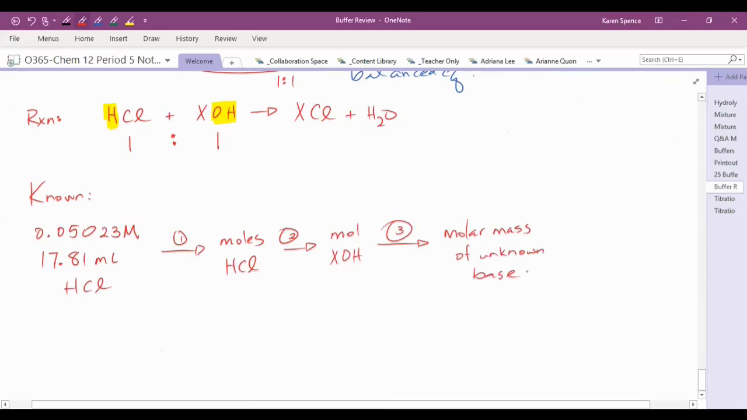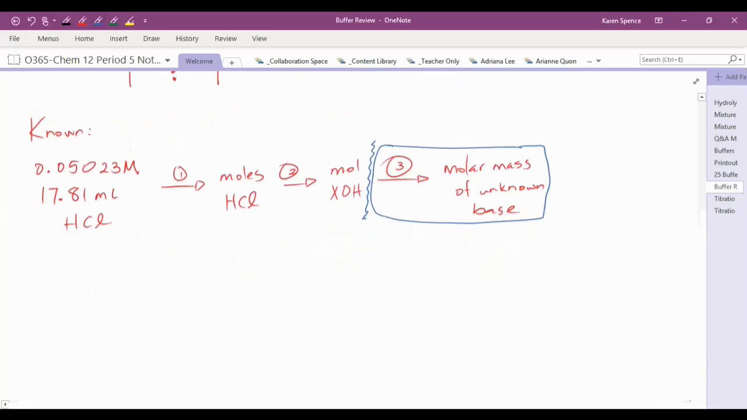base. Okay, so we're going to take this up to this step right here, and that's going to be something that is in common between all titration problems. And then finally, this last bit here, I should have done a video lesson on it for you.